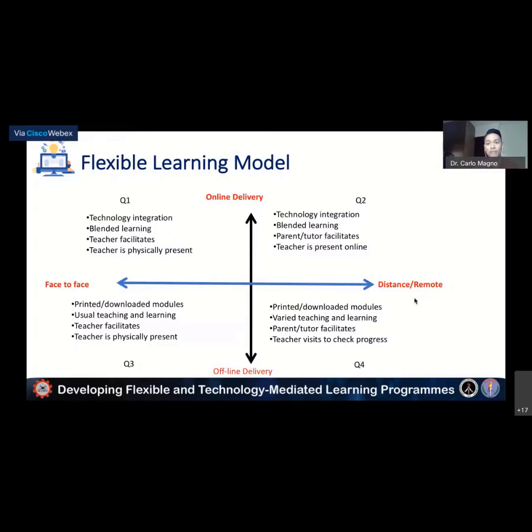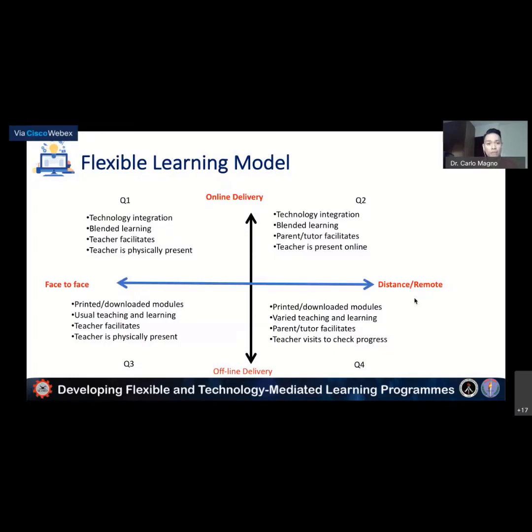So when we say online delivery mode in the Philippines, these are ways on how we deliver the learning materials and instruction through the use of the internet. And when we say offline delivery in the Philippines, this would refer to printed modules and television and radio signals. The second dimension is the distance of the learner away from the school setting, which runs in a continuum from face-to-face to distance or remote learning, where the learner is away from the school setting. This gives us about four quadrants on how we approach various flexible learning delivery modes.